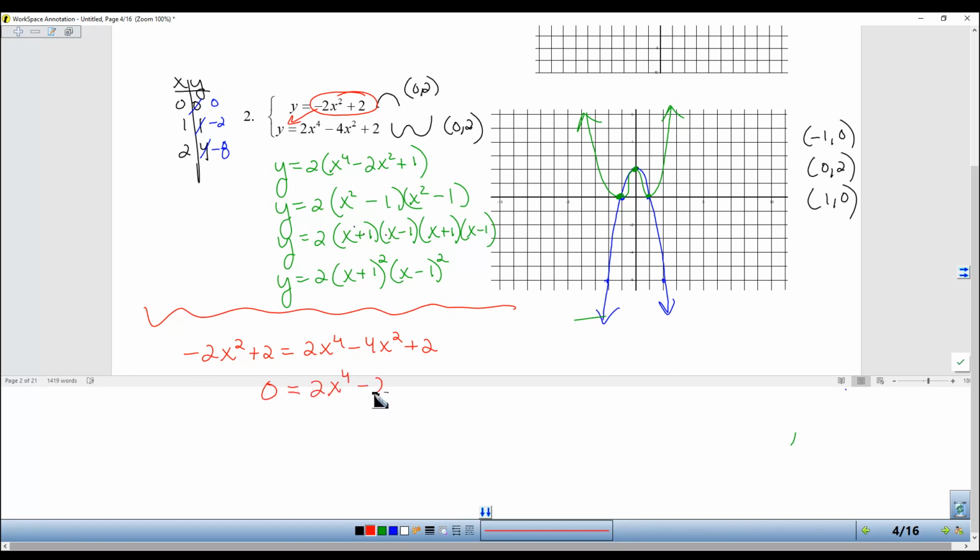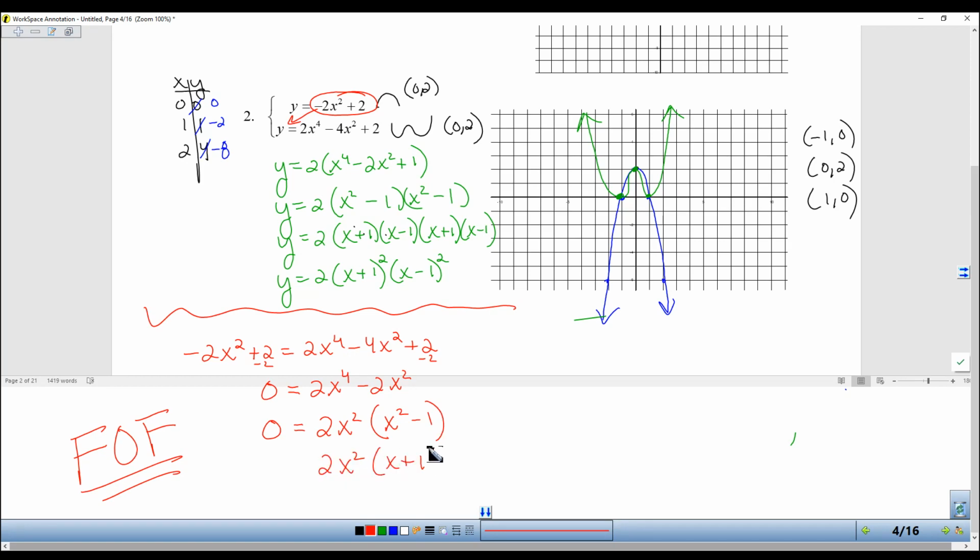Bringing that over gives me -2x squared, and bringing this over actually makes it go away. So don't forget about factoring out first. It's often forgotten, and it really gives people a lot of trouble, but if you just take that 2x squared out, this is not that bad a problem. You just get x squared minus 1, and that gives me x plus 1, x minus 1.